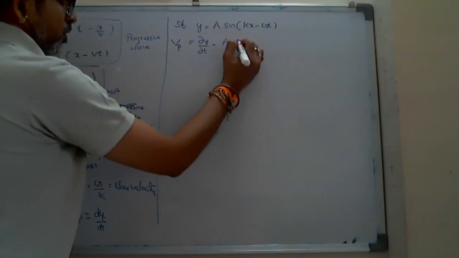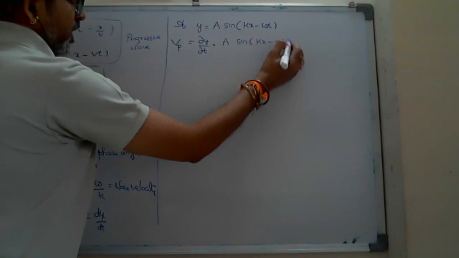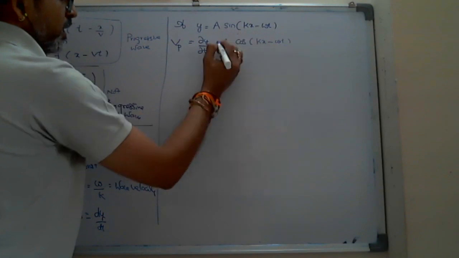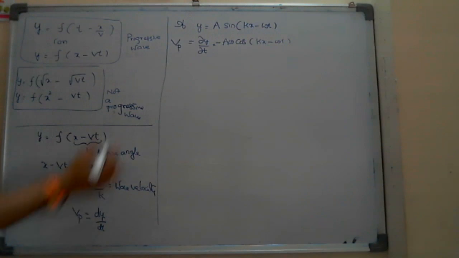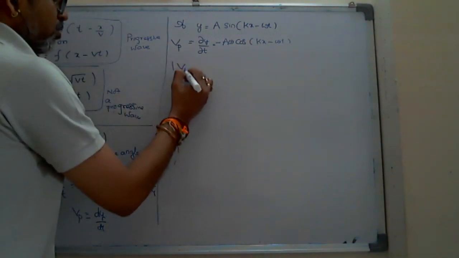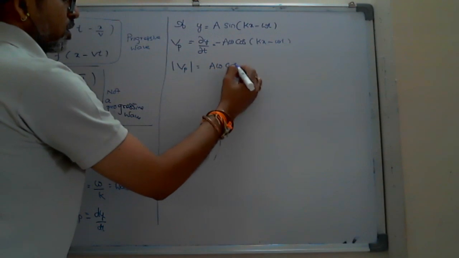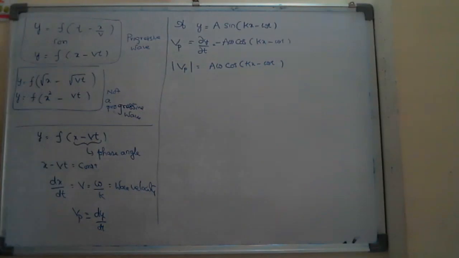So a into sine kx minus omega t, after differentiating, will become cos kx minus omega t into minus omega. So the magnitude of the velocity of the particle, I got, is a omega into cos kx minus omega t.